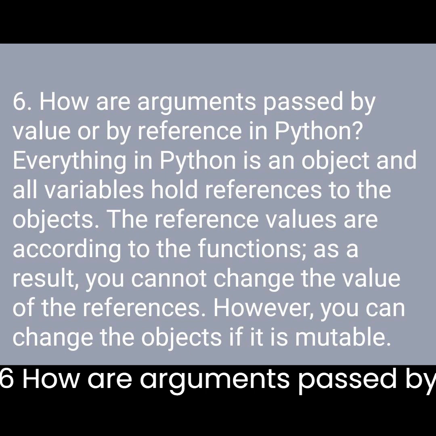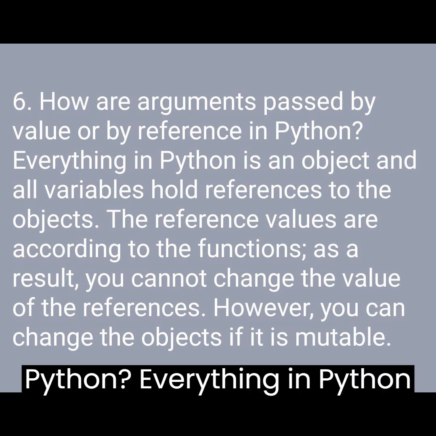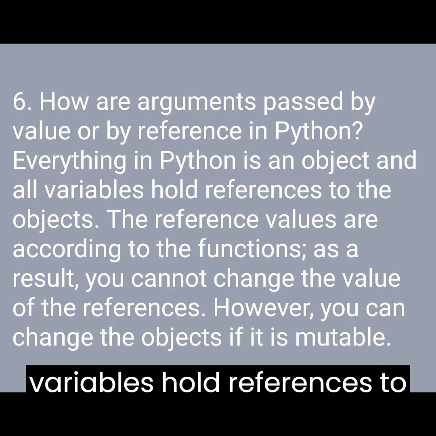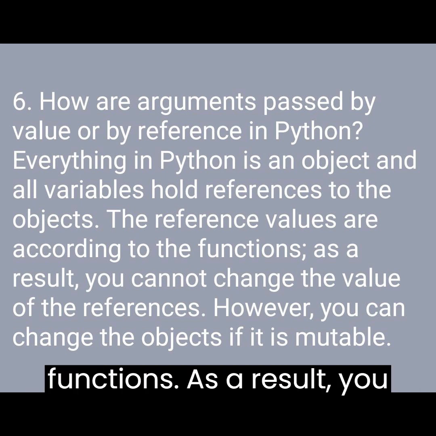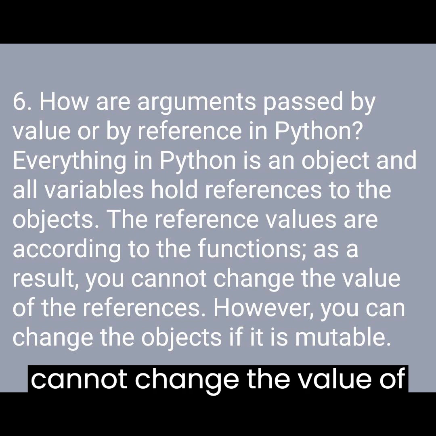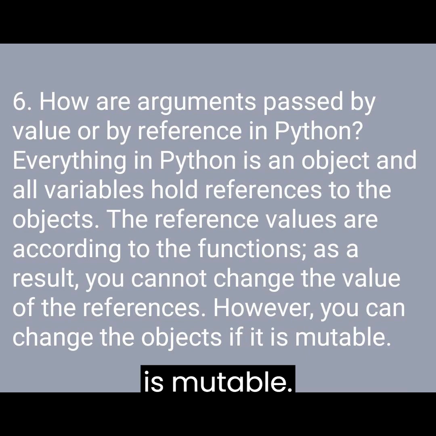6. How are arguments passed by value or by reference in Python? Everything in Python is an object and all variables hold references to the objects. The reference values are according to the functions. As a result, you cannot change the value of the references. However, you can change the objects if they are mutable.